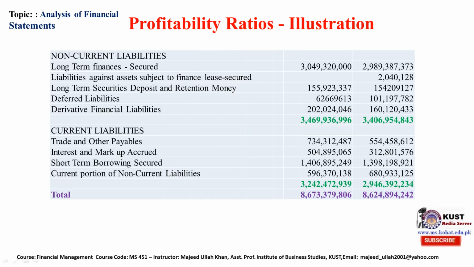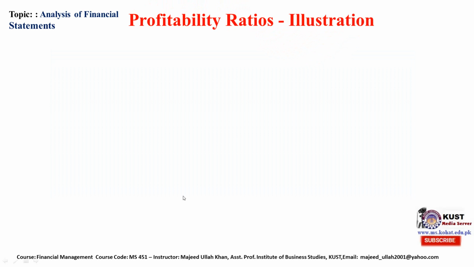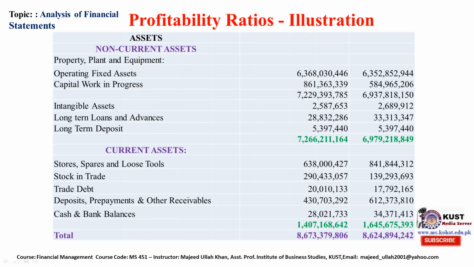These are long-term liabilities, different kinds of liabilities, and we will use this figure also in calculating these types of profitability ratios. This portion is ignored. This is non-current assets. We will use only this total figure in our calculation, not any individual figures. We will use only this total figure in the profitability ratio.